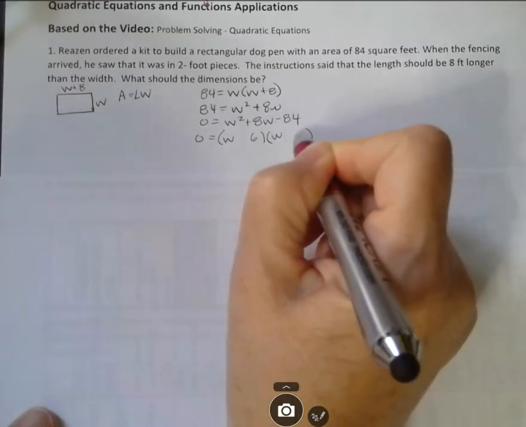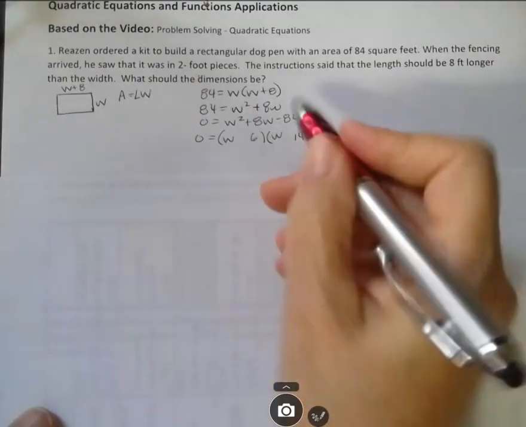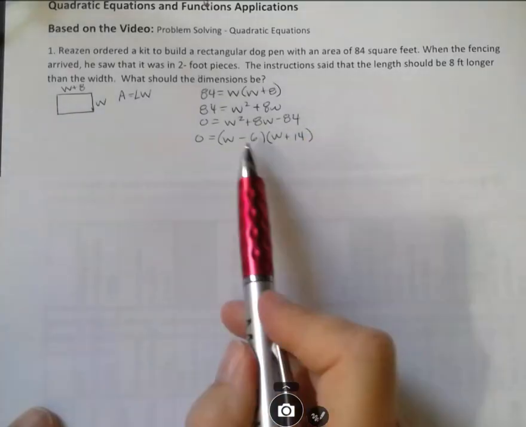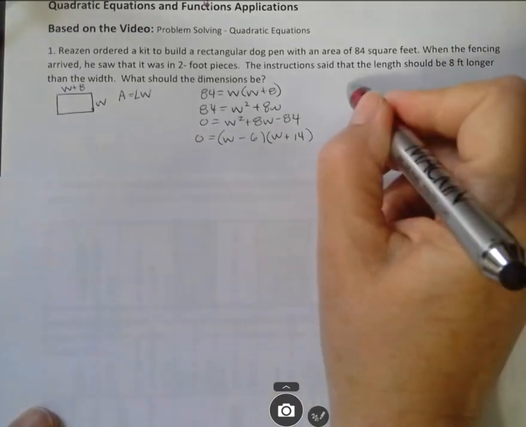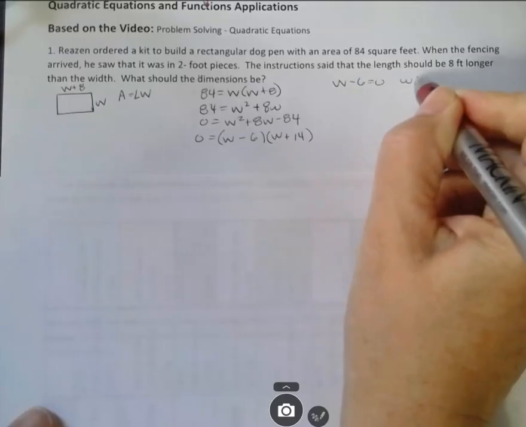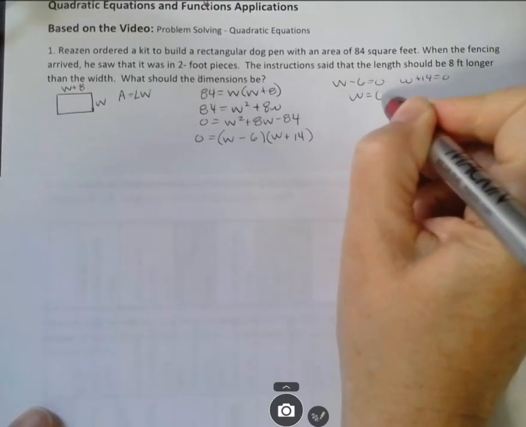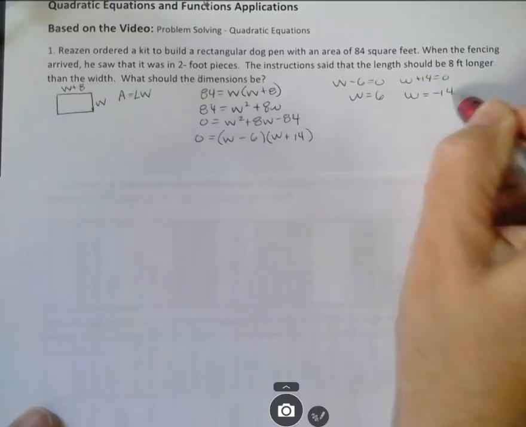because 6 and 14 are 8 apart. And I want to have more positives, so that would be positive 14 and negative 6. That way my negative times positive gives me a negative. And to solve that problem, I'm going to set both of these equal to 0 and solve. And this one, if I add 6 to both sides, I get 6. And if I subtract 14 from both sides, I get negative 14.